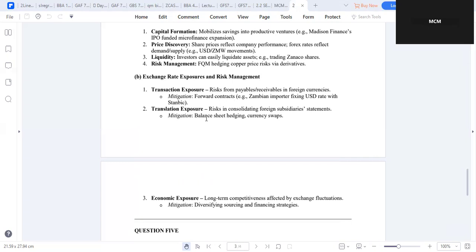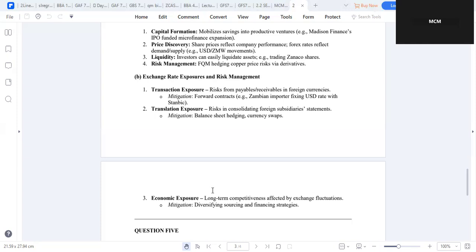Translation exposure, these are risks that come about from having your statements written in foreign currency. So you need to mitigate this by adjusting your balance sheet to hedge against such. Not that you are going to adulterate your figures, but you may borrow in foreign currencies so that you may offset this currency risk on your foreign assets. For instance, if a Zambian firm owns a subsidiary in the Eurozone, it might use euro-denominated loans to balance that exposure.